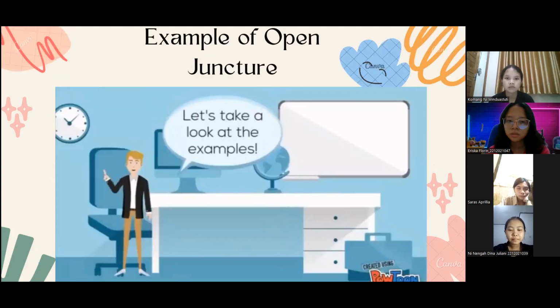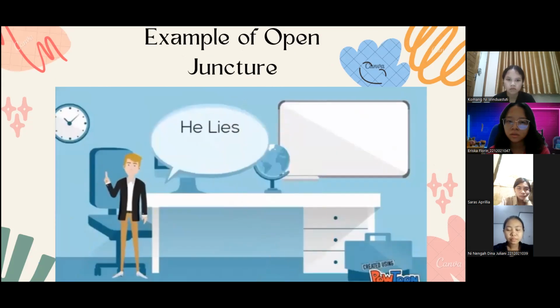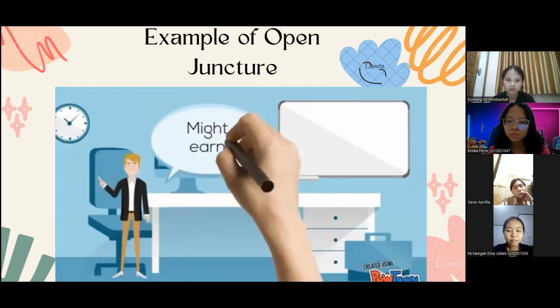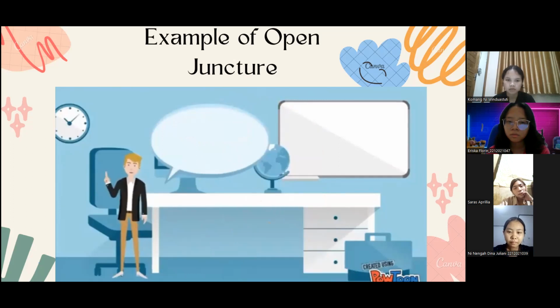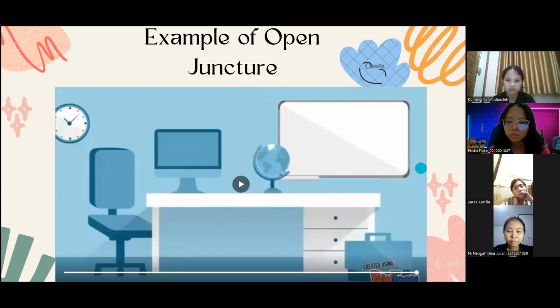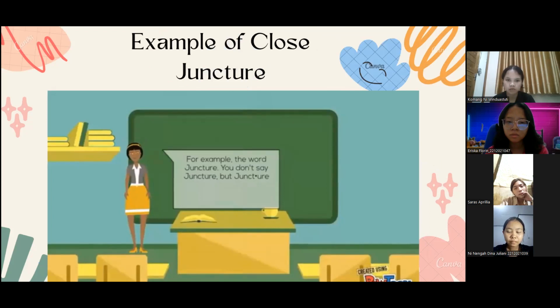Let's take a look at the examples. Repeat after me. He lies. He'll ice. My turn. Might earn. Play nice. Plain ice. For example, the word juncture. You don't say juncture, but juncture.